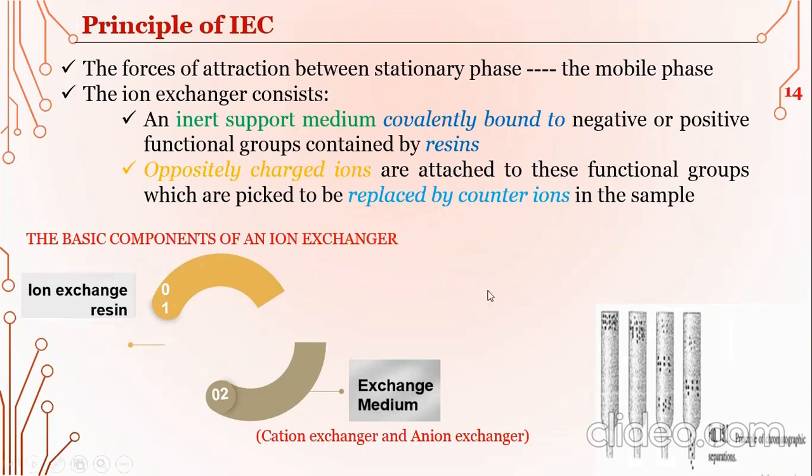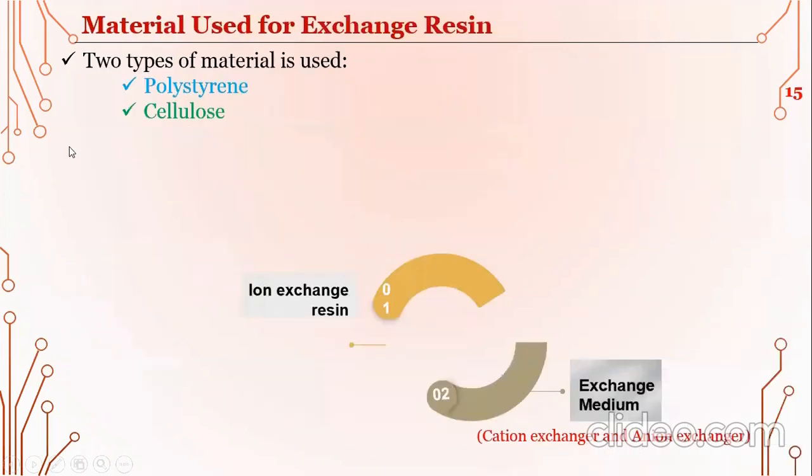Exactly. Okay, so these exchange resins are actually composed of two types of material. Either they could be polystyrene or they will be made up of cellulose. So we can use polystyrene or cellulose in these resins, and they will be ion exchange resins actually.